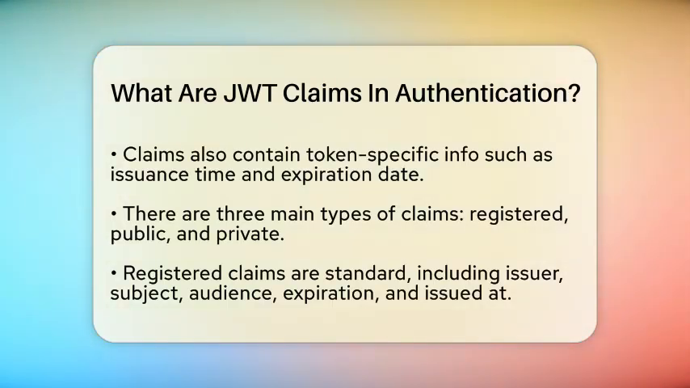The first is registered claims, which are standard and recommended for everyone. These include the issuer, which shows who created the token, the subject, which identifies the user, the audience, which indicates who the token is meant for, the expiration time, which tells when the token is no longer valid, and the issued at time, which notes when the token was created. These claims help keep the system consistent and secure.